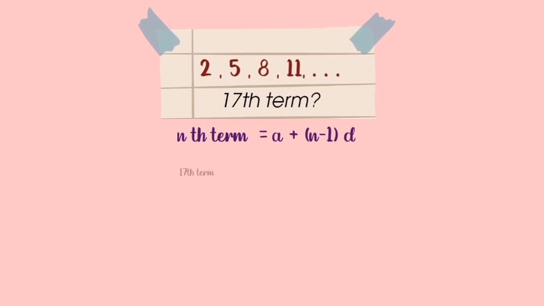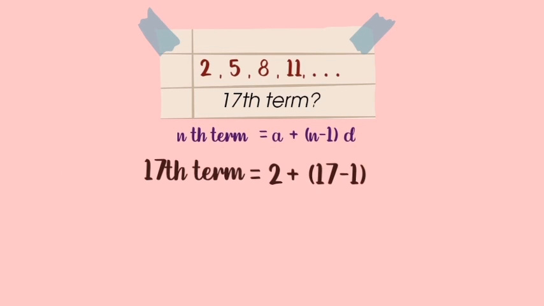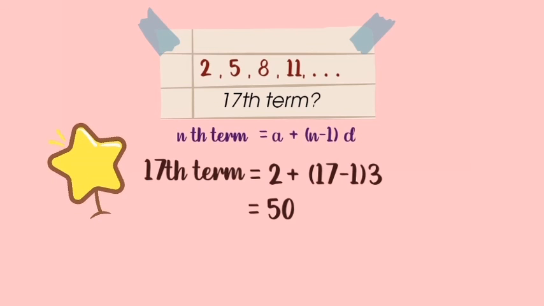So, finding the 17th term will be pretty easy. Here the first term is 2. As the term number is 17, we write this as 2 plus (17 minus 1) times the common difference, which is 3. Solving this, we get the 17th term of the sequence as 50. You may mark this as one of your star problems. Expect to see it in your exam.